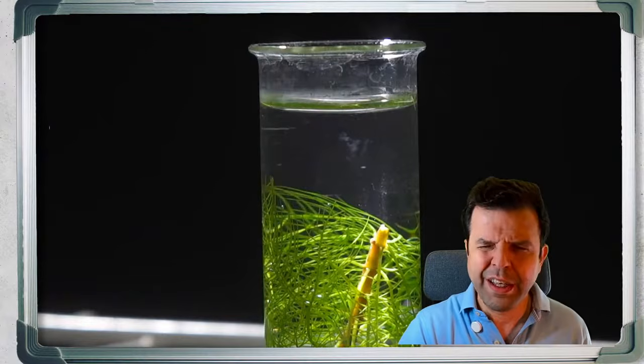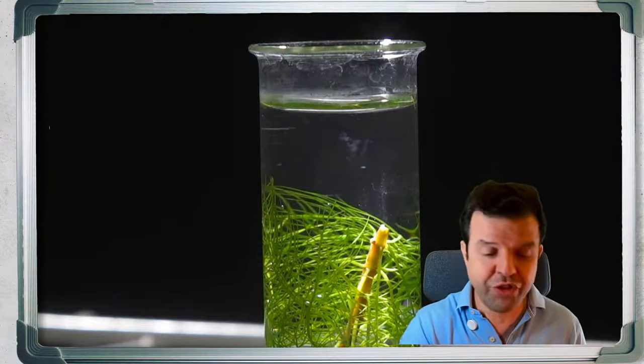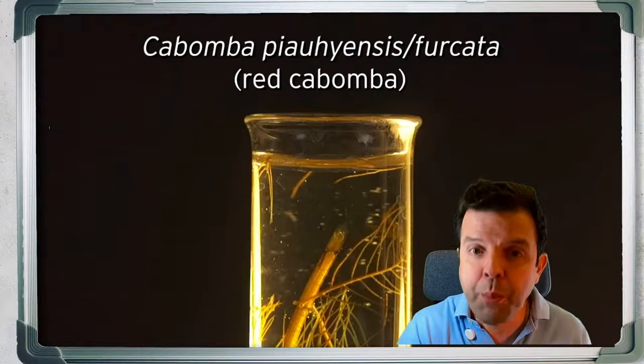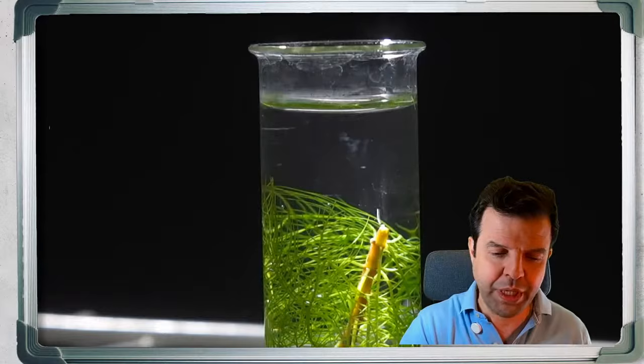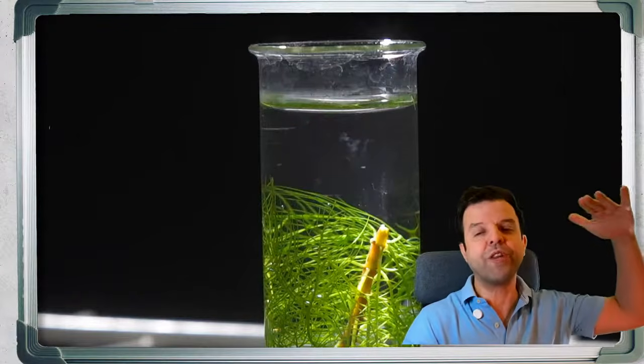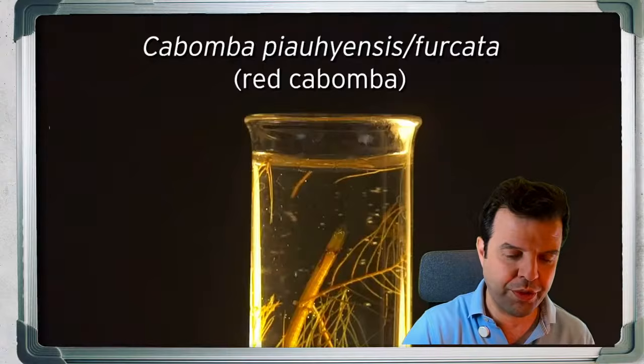Usually you can determine the rate of photosynthesis by just counting how many of these bubbles are produced per unit of time. So if you see too many bubbles, that's a higher rate of photosynthesis. Fewer bubbles, lower rate of photosynthesis. Okay?